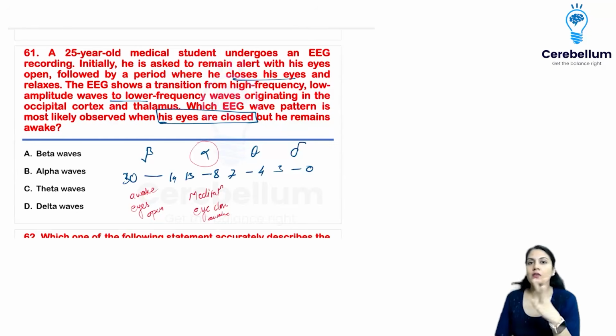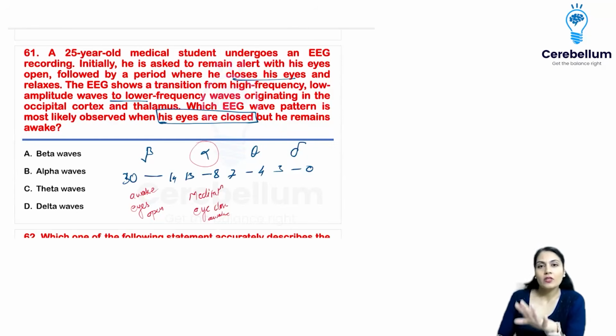But as soon as you close your eyes and go into a meditation position, you are awake but your eyes are closed. The person is conscious but the eyes are closed, so he is going to have lesser brain activity as compared to beta. He's going to have a lesser frequency wave, he's going to have alpha waves, right?